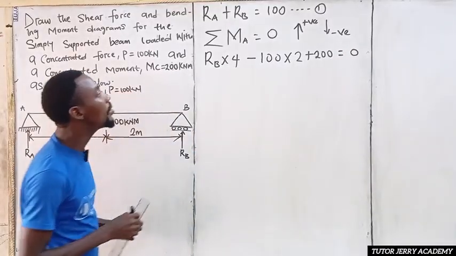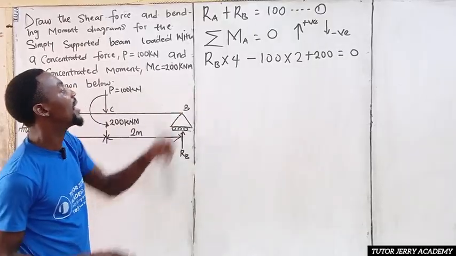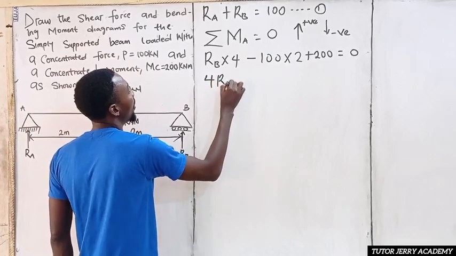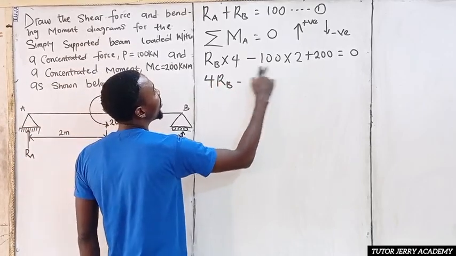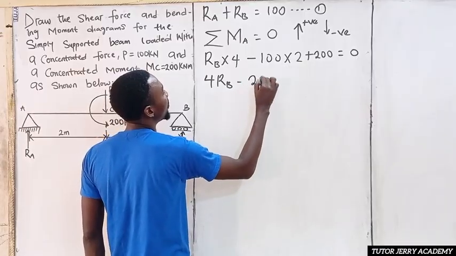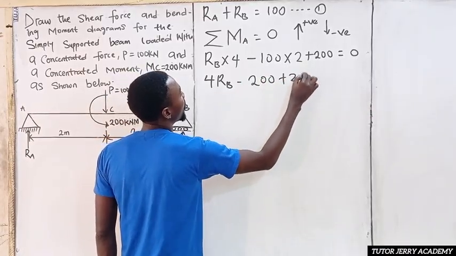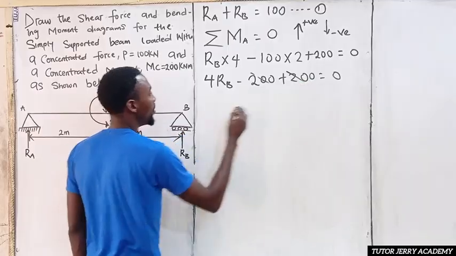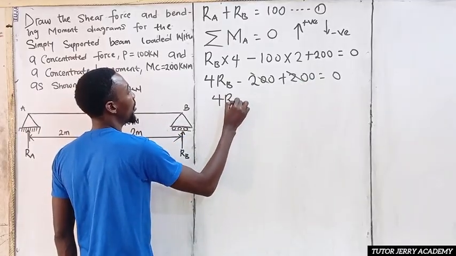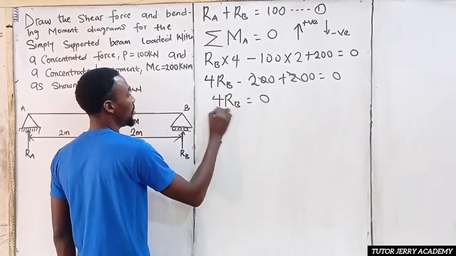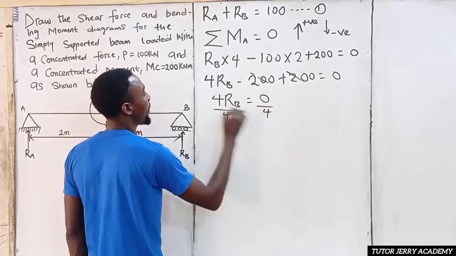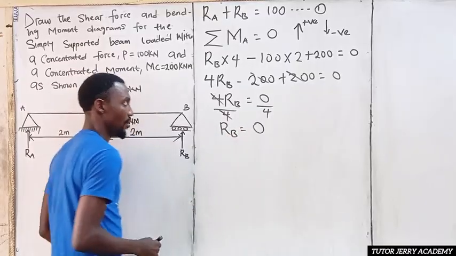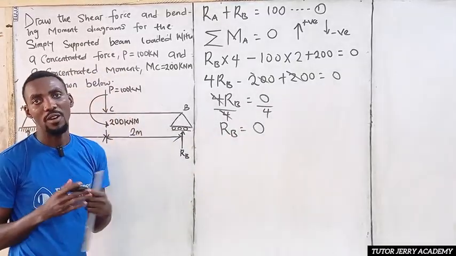All right. So now, if we continue with this, 4 times RB is going to give us 4RB, minus 100 multiplied by this is 200, plus 200, which is going to be equal to 0. So this will cancel out this. We are going to have 4RB equal to 0. So if we divide both sides by 4, RB will be equal to 0.